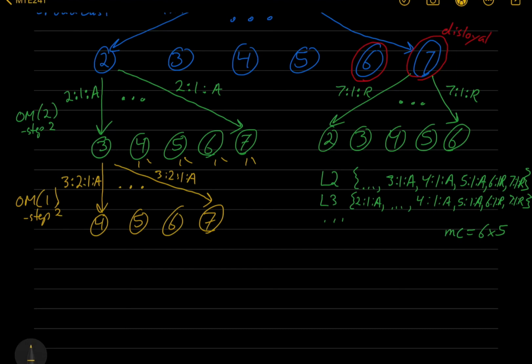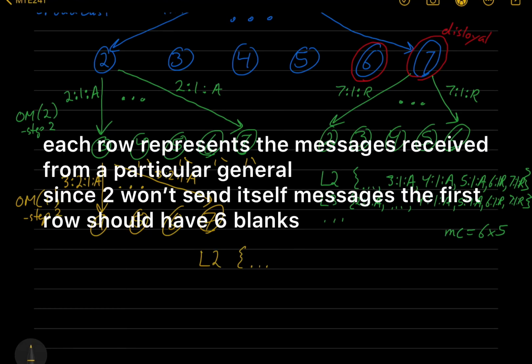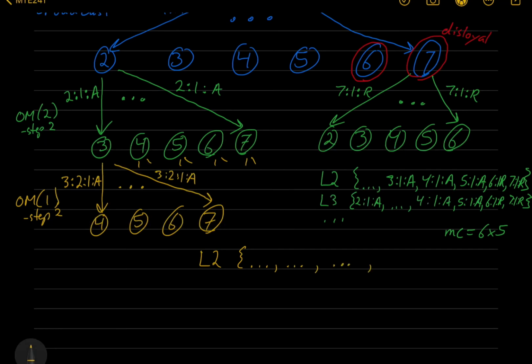I need a bit more room here, so I'm going to create a table. The first row will be for Lieutenant 2, and it won't receive anything from itself. We're going to have 6 spaces in the first row, and in the second row is what it receives from Lieutenant 3.